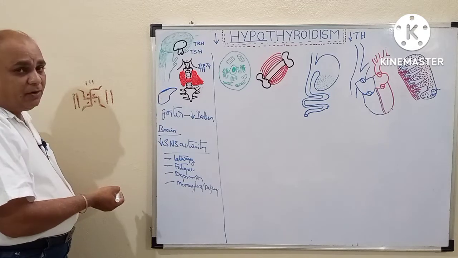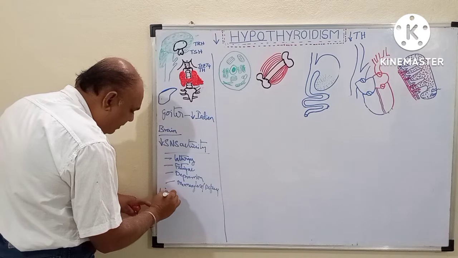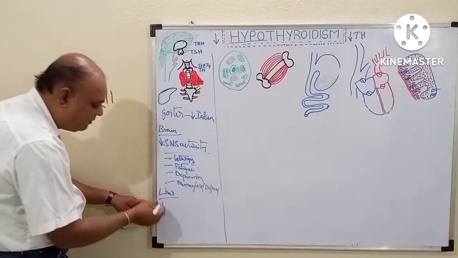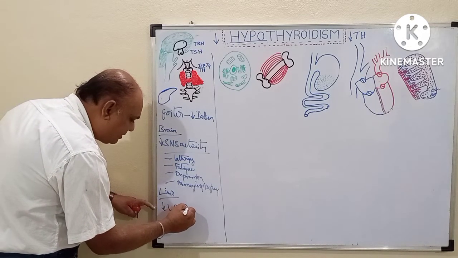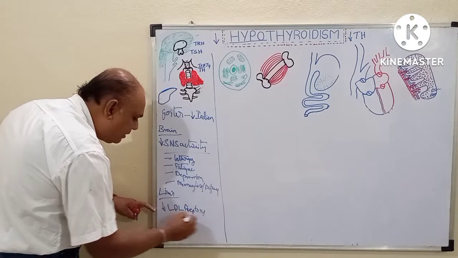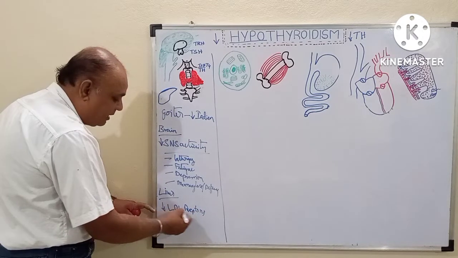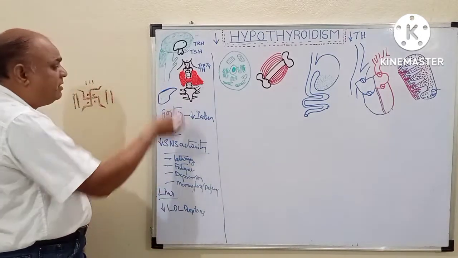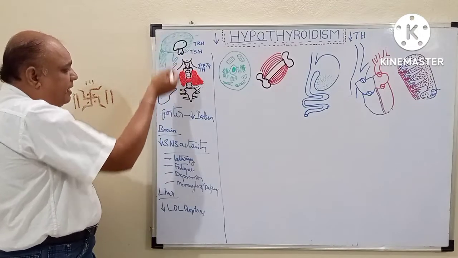How do low thyroid hormone levels affect the liver? The low thyroid hormones will decrease the LDL receptors, low density lipoprotein receptors, which release the cholesterol and triglycerides. These are a few common features and symptoms related to the thyroid gland, brain and liver.